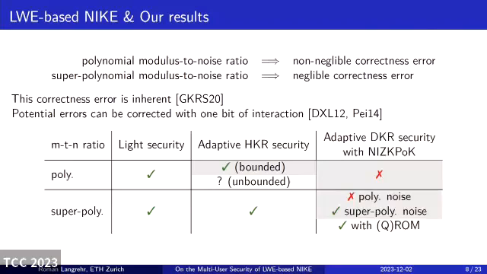And for super polynomial modulus to noise ratio, we show that if the noise you add to the shared keys is only polynomially larger than the noise you use for your public keys, it's still insecure. But if the noise is super polynomially larger, it becomes secure.